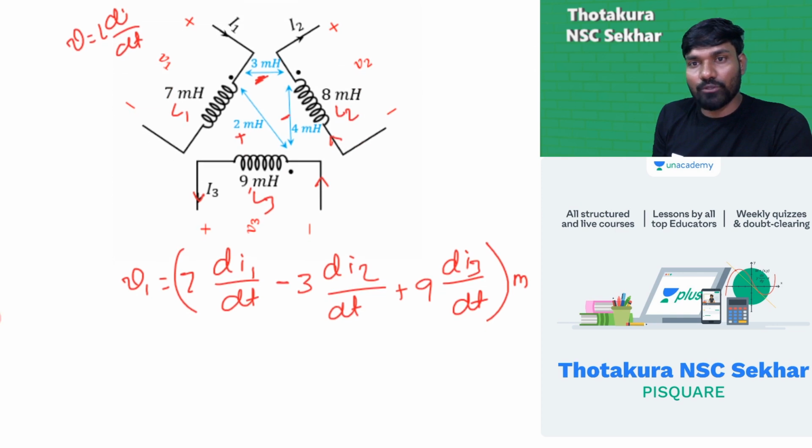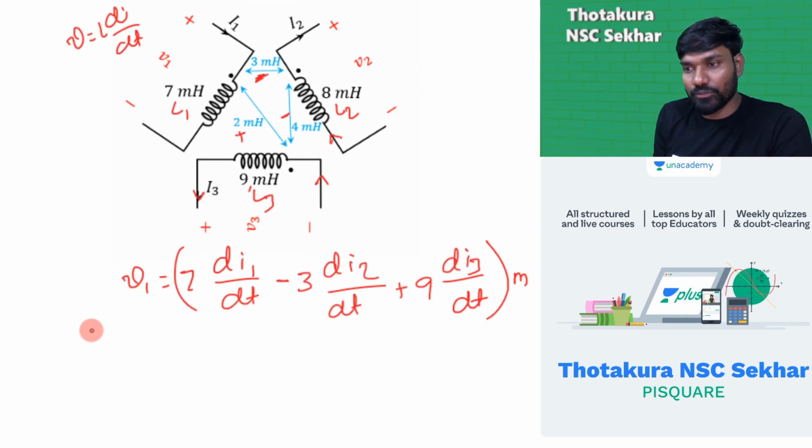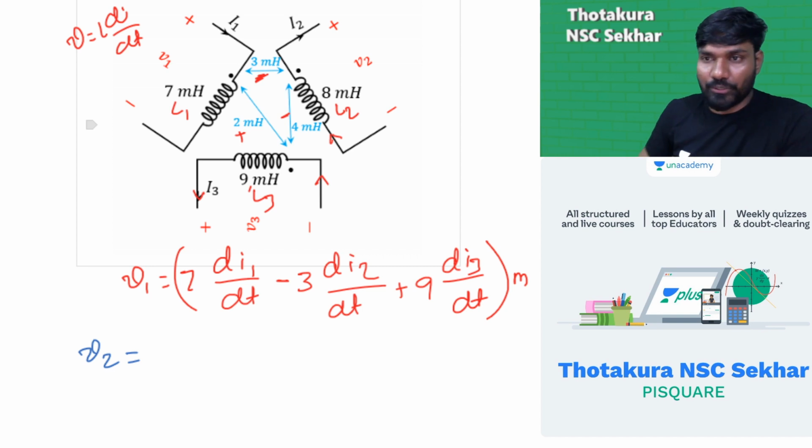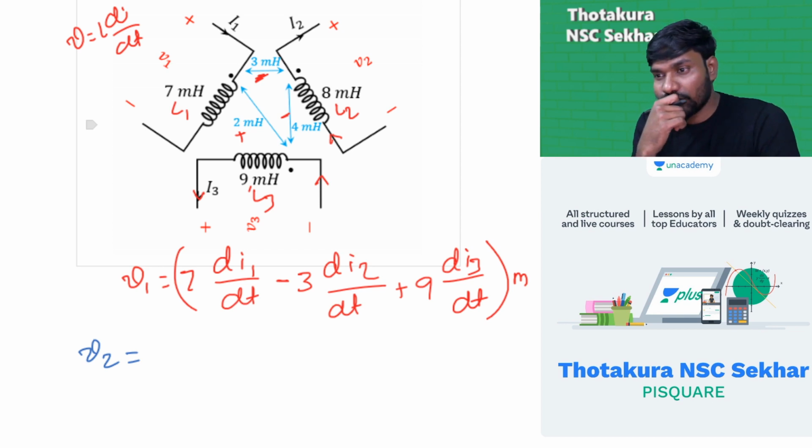Now let's write for V2. For V2, what do you write? What will be the equation for V2? V2 is equal to, write for V2, Datta. I'm saying we will have the self-induced EMF. Try V2. Self-induced EMF will depend on which factor?